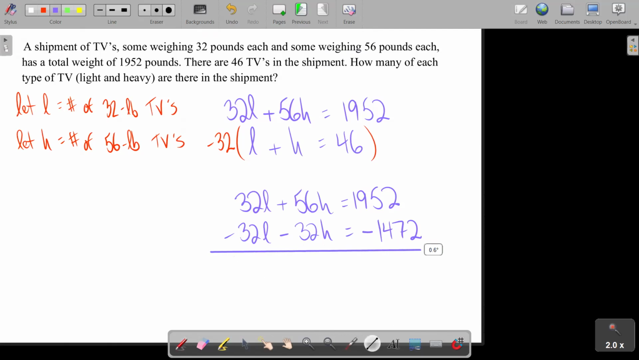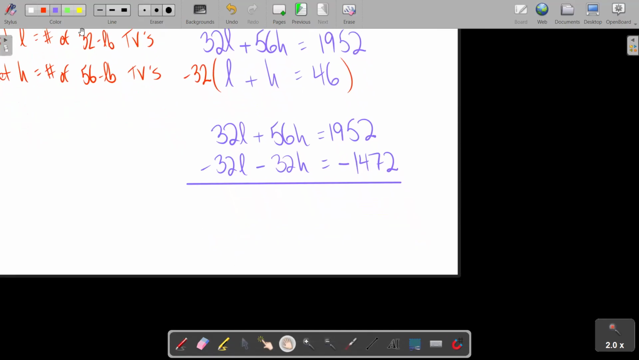And now we can do the thing. We came to do this thing. Let's do it. How many L's do we get? Gone. How many H's do we get? 24. And what's 1952 minus 1472? Nice. And then we divide both sides of this equation by 24. What does H equal? We just learned that there are 20 of the heavier TVs on this truck.